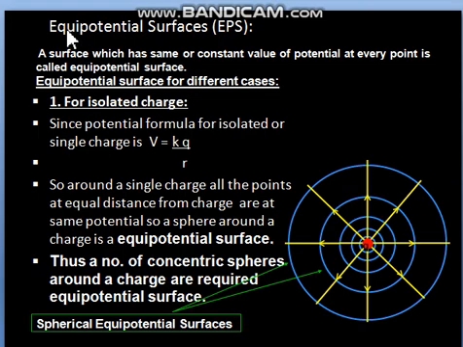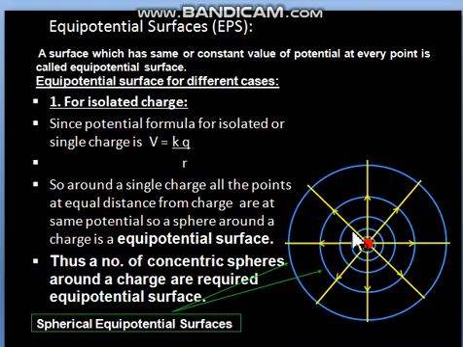Since the EPS involves the potential term, we have to first take the help of the potential formula due to single charge, that is V equal to KQ by R. Now we want the potential value constant for a given charge. If we carefully see the formula, K is already a constant, Q, the given charge, is a constant. If we want to make the voltage constant, that means we have to keep the R distance also constant.